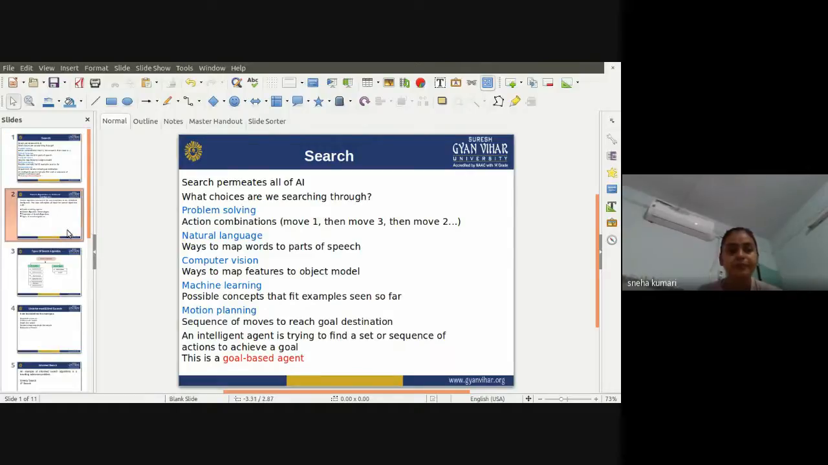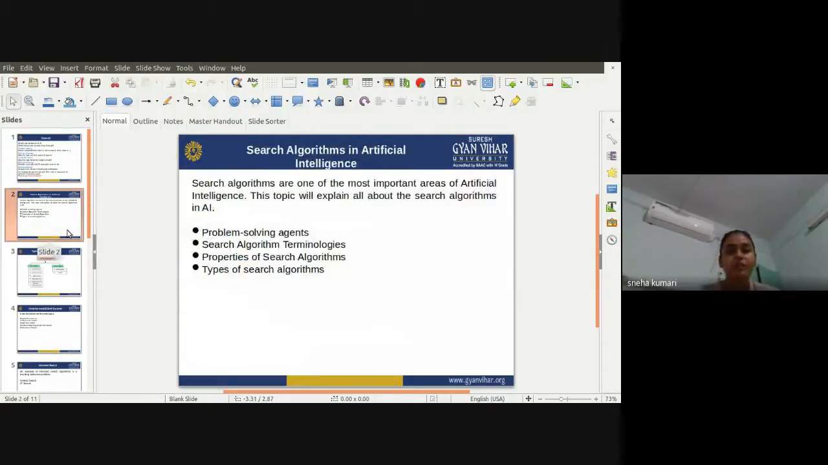Problem solving search algorithms in artificial intelligence. Search algorithms are one of the most important areas of artificial intelligence, and this topic will explain all about search algorithms in AI. First we will learn about the problem solving agent. After that, we will learn about search algorithm terminology, then properties of search algorithms, and after that, types of search algorithms.